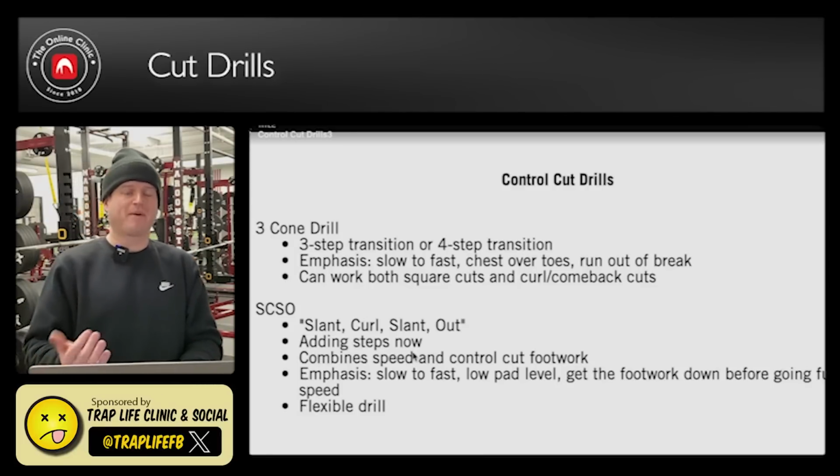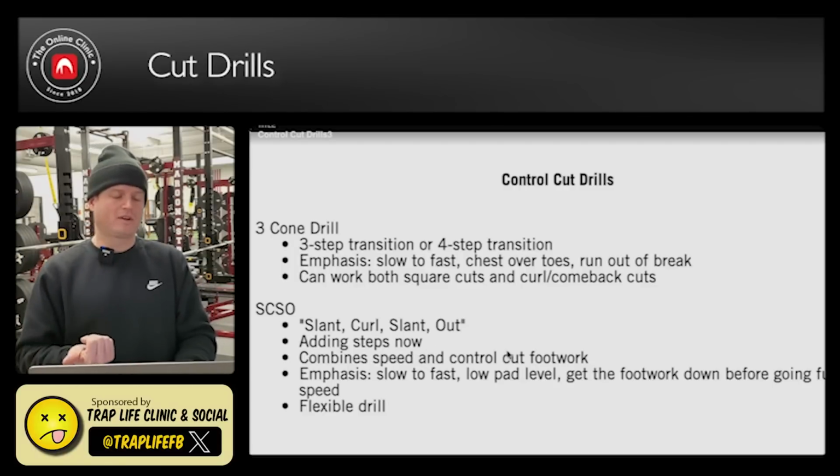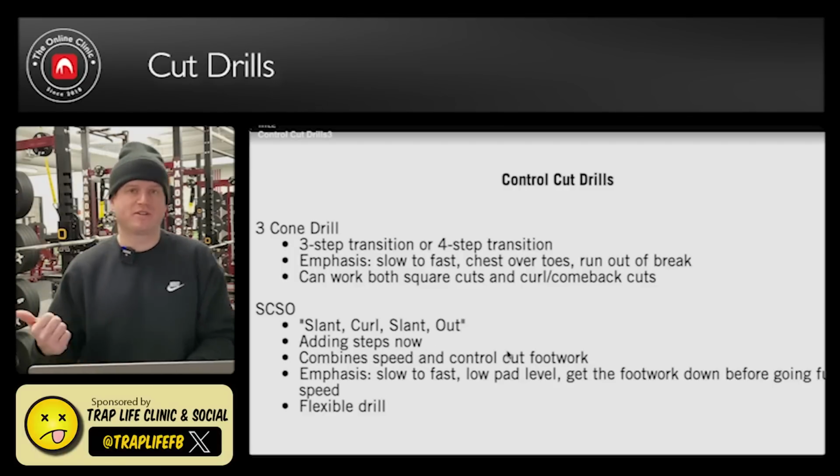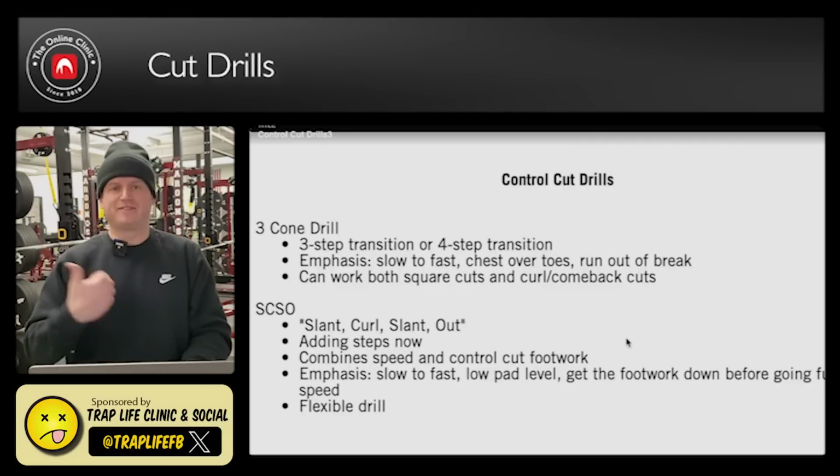So on that 3rd step, I'm planting and I'm running through my break, getting into a curl. I'm breaking down either a 3-step or a 4-step transition. I'm buzzing around it, getting back into a slant, 1, 2, 3, and then into an out, which is our 2-step.